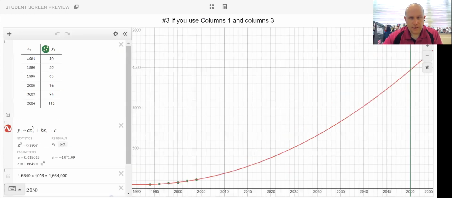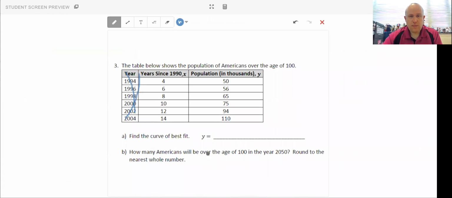And the question said, let me just go back, how many Americans will be over the age of 100 in the year 2050, rounded to the nearest whole number? Now, a lot of people saw the number 100 and immediately said, oh, X equals 100. Well, there is a problem with that.